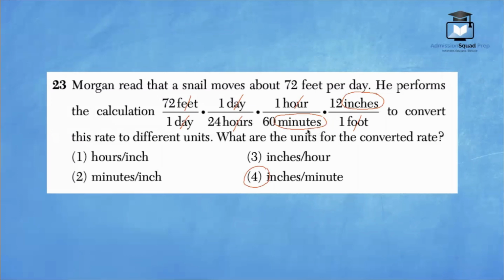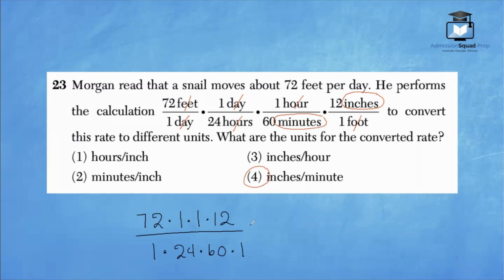I just want to do a quick extension to let you know what you would do if you did have to calculate the final answer. Now that we've canceled out all the words that no longer belong, we're going to go ahead and pay attention to the numbers. So we would have 72 times 1 times 1 times 12. And we're going to divide that by 1 times 24 times 60 times 1. And we would find our final answers.